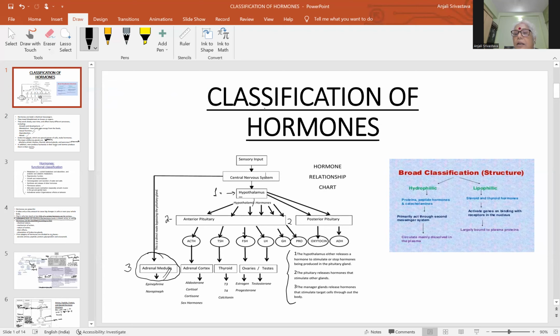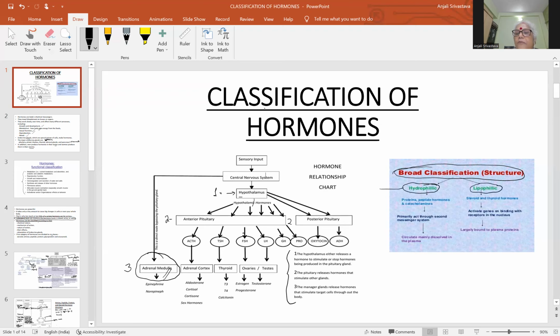Now, under the heading broad classification, how many types of hormones are there? There are 5 major categories or types under which we are going to see the different categories and different classes of hormones. But broadly speaking, in broad classification we can divide hormones into 2 broader types, hydrophilic hormones and lipophilic hormones.